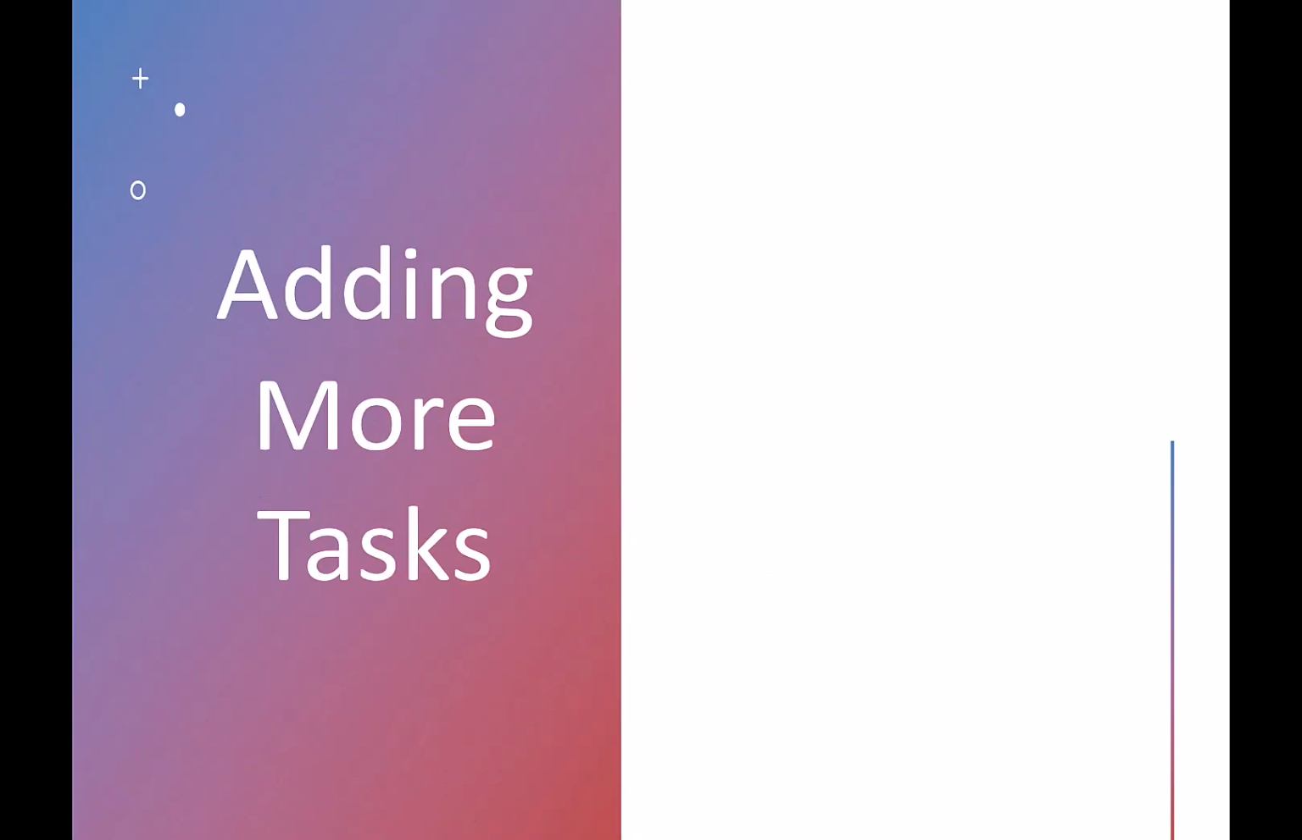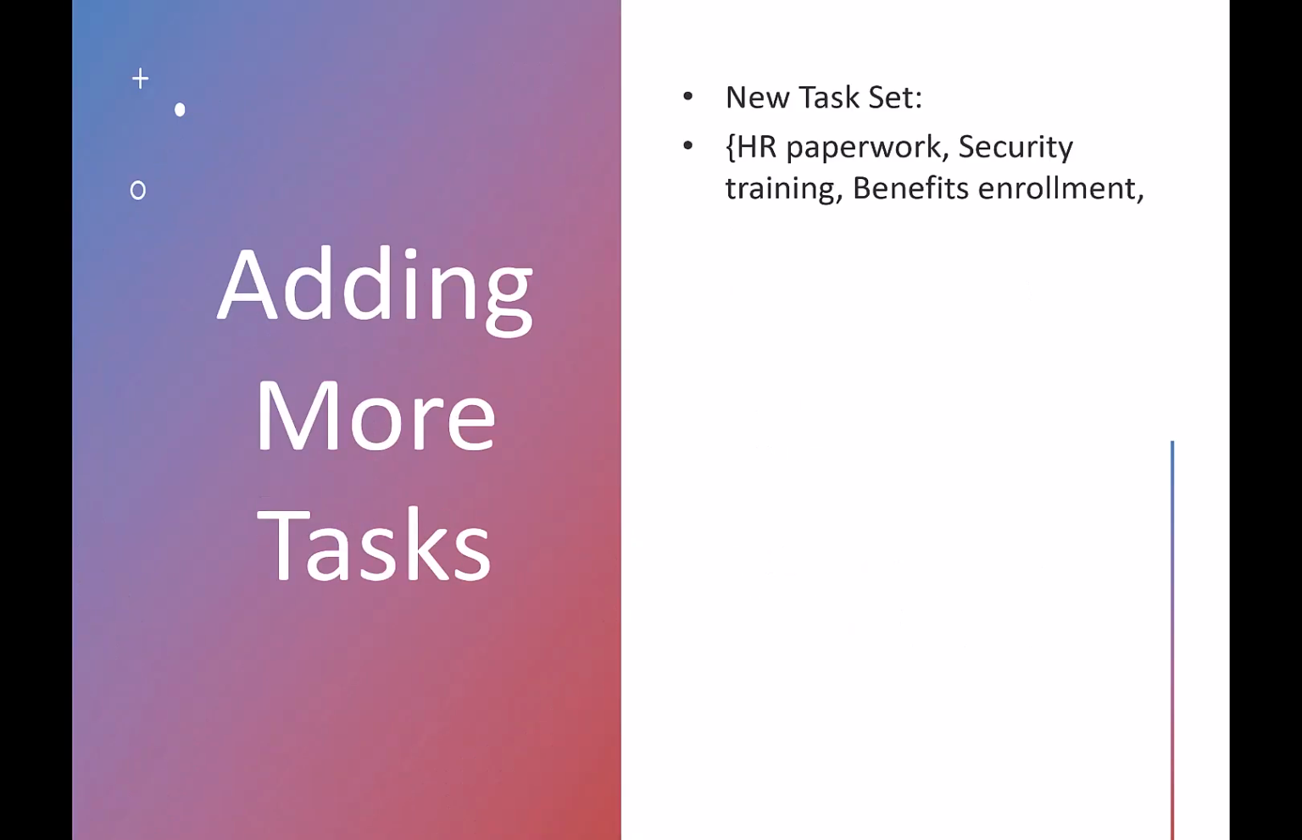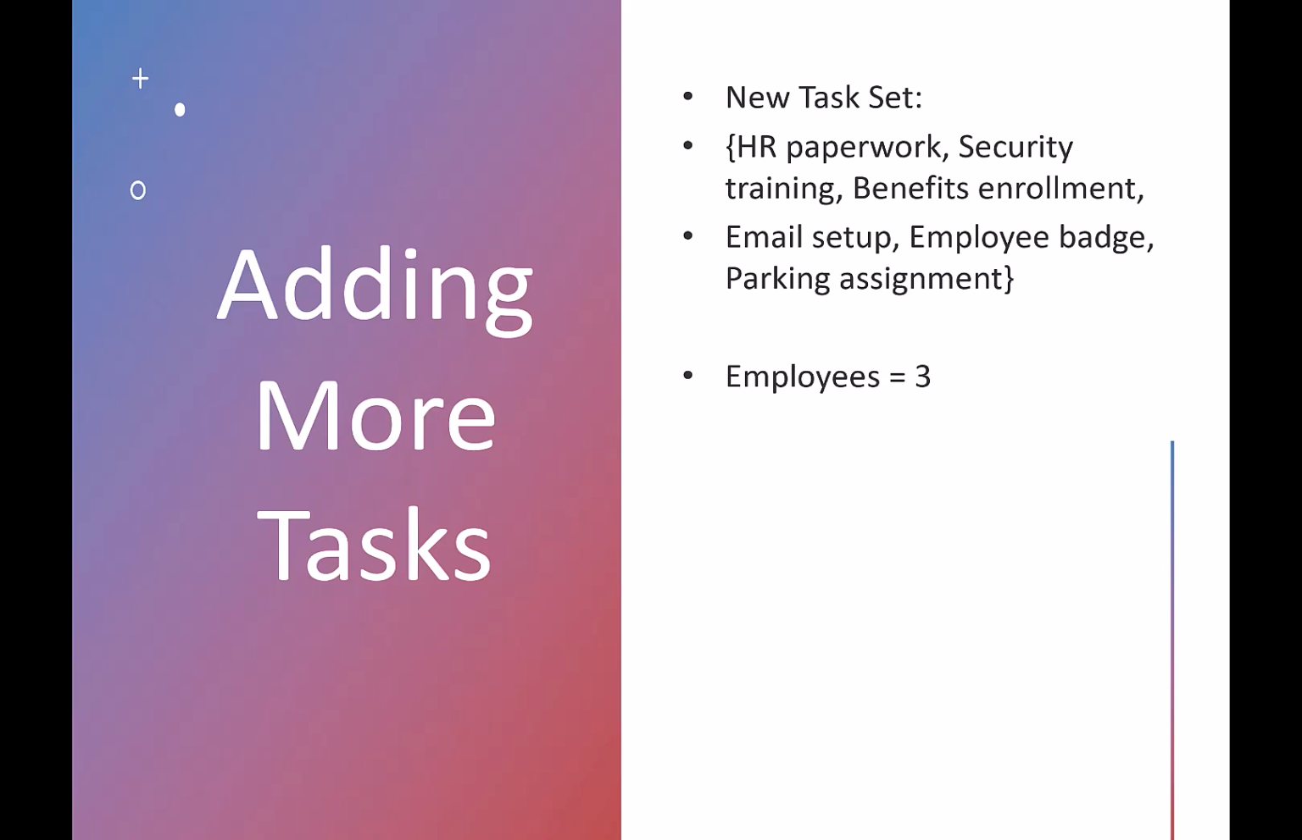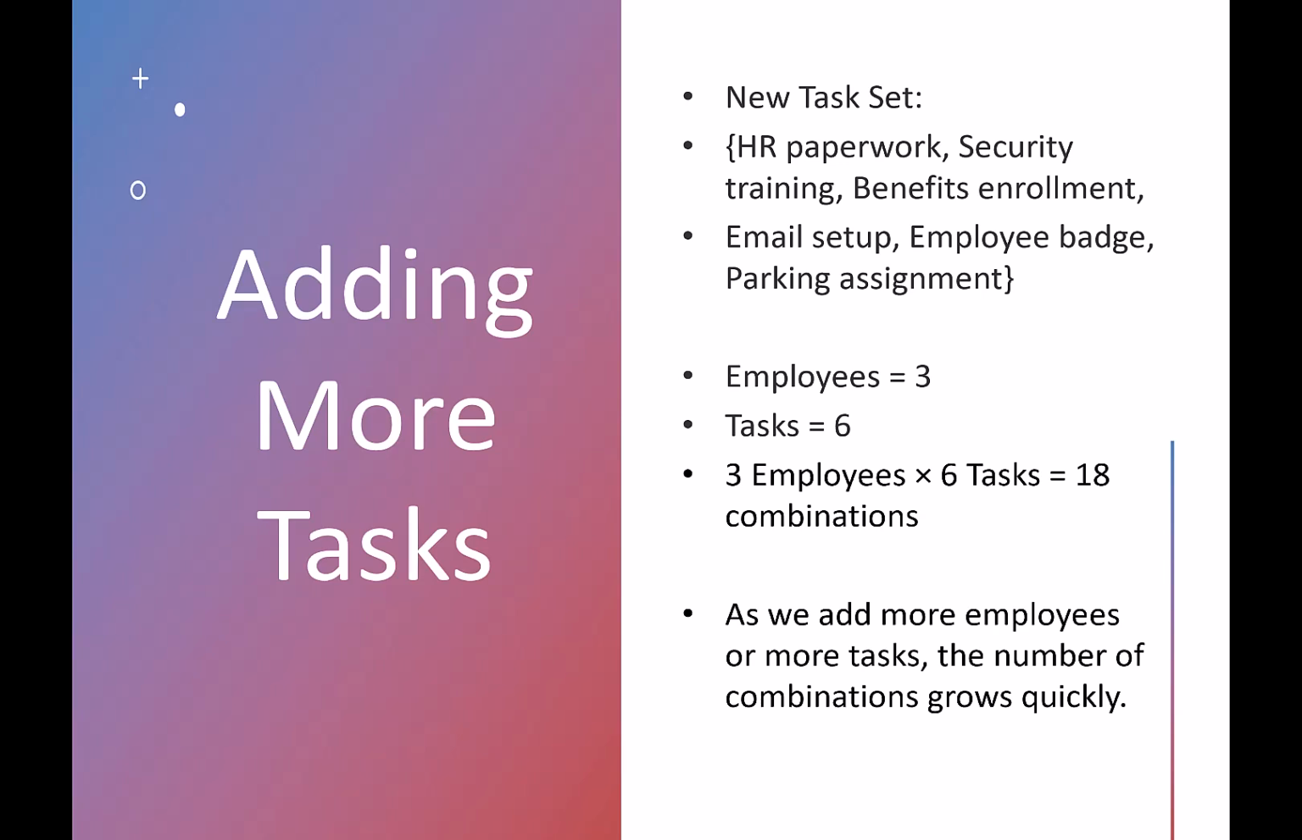So what happens if we add more tasks? Let's say our new task set is HR paperwork, security training, benefits enrollment, email setup, employee badge, and parking assignments. So now with our 3 employees and our 6 tasks, we would have 3 times 6, which is 18 total combinations. We're not going to bother to write those out right now, but you do see that as we add more employees or more tasks, the number of combinations is going to grow really quickly.